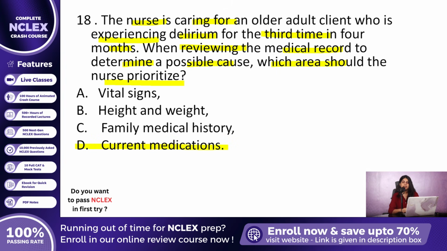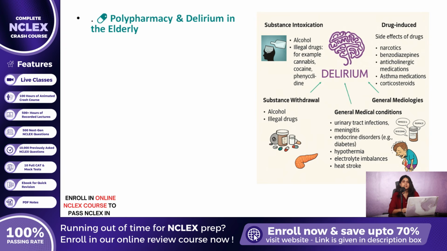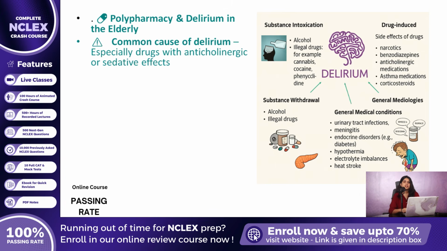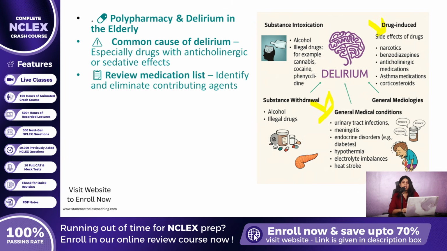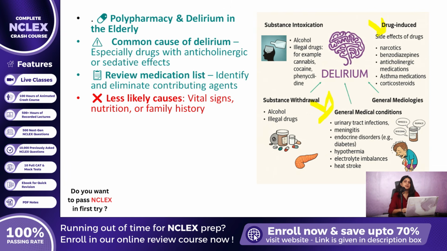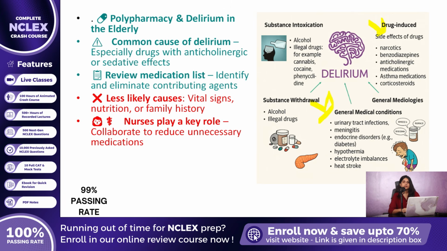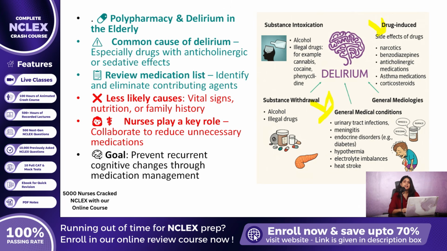Current medications. Here is the rationale. Polypharmacy is a leading cause of delirium in the elderly, often due to medications with anticholinergic or sedative effects. Reviewing the medication list helps identify agents that may be contributing to these repeated episodes. Although vital signs and nutrition can contribute, they are less likely to explain recurrent delirium. Family history is not directly related to acute cognitive fluctuations. Nurses play a vital role in identifying medication-related causes and collaborating with providers and pharmacists to reduce unnecessary prescriptions.